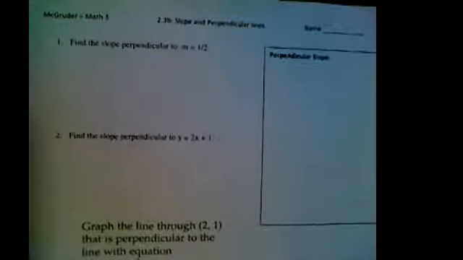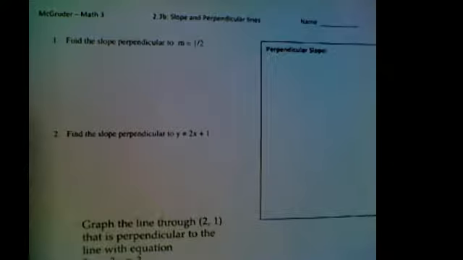Okay, guys. So we went over parallel slope yesterday. So today we're going to go over perpendicular slope. So number one, find the slope perpendicular to m equals 1/2. It's pretty easy to find perpendicular slope. You just have to do the inverse reciprocal, which is a fancy way to say flip it over and change the sign.